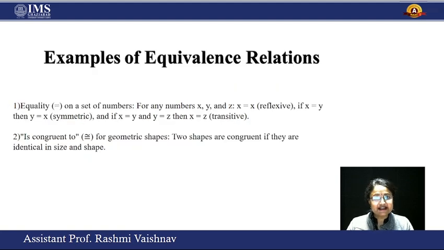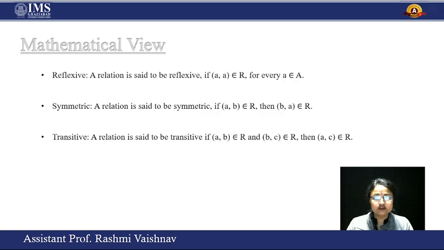If we go to the next slide, there are examples of equivalence relation. We have several examples, and two of them are equality and congruency. The equality of numbers is definitely an equivalence relation. The second example is congruency, where we find two objects of the same kind. Now, moving on to the next slide, that is our mathematical view.